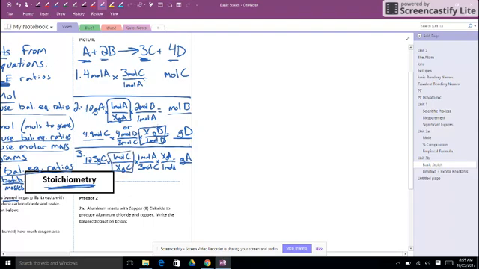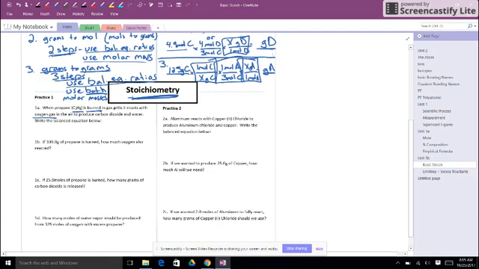So we would use the periodic table molar mass of the known first. Then we would multiply by the balanced equation ratios. And then finally, we would multiply by the molar mass of the unknown substance. So let's look at some practice problems here. I'm going to work on those on the side also.